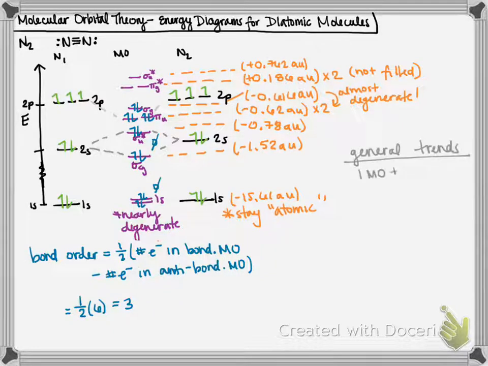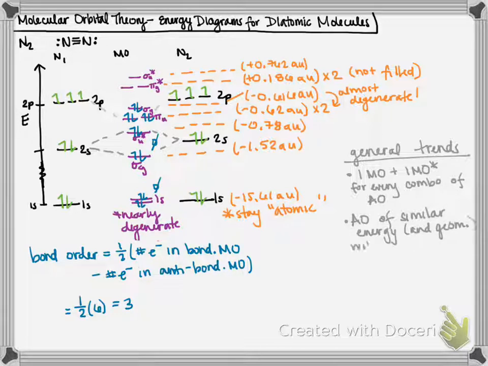So some general trends to note is that you get 1 bonding molecular orbital and 1 anti-bonding molecular orbital for every combination of atomic orbitals, which is something that we also said when we were looking at linear combinations of atomic orbitals. Atomic orbitals of similar energy and similar geometry are the ones which will combine to form molecular orbitals with one another. We'll talk more about geometry later.